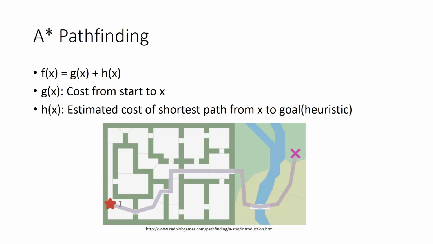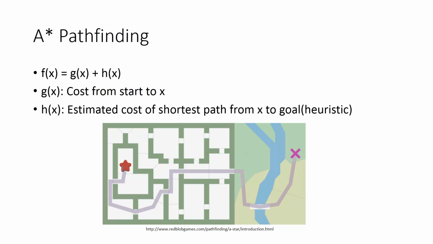Just in case you aren't familiar with A-star, here's a refresher. A-star is an algorithm used to find the shortest path between two nodes in a graph. It evaluates nodes by the cost to get to the proposed node from the current node, this is notated as g of x, as well as the estimated cost from the proposed node to the goal, notated as h of x and also referred to as a heuristic.